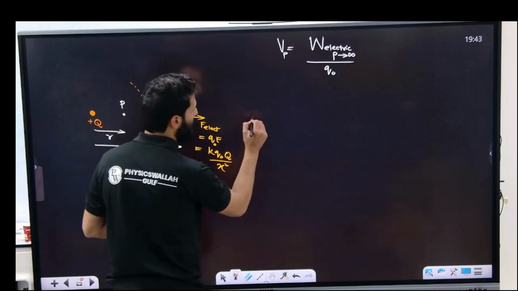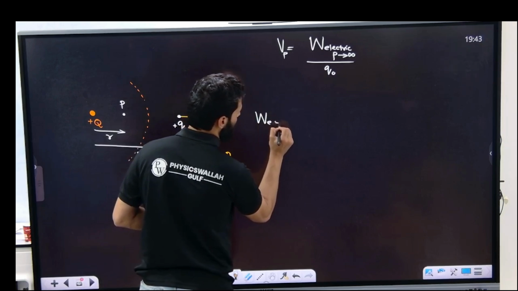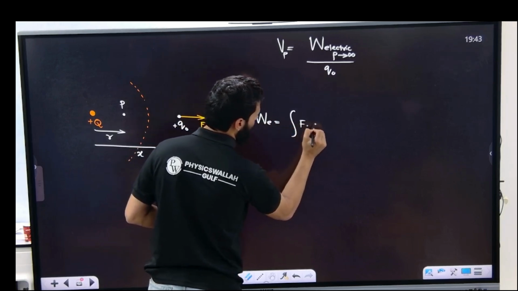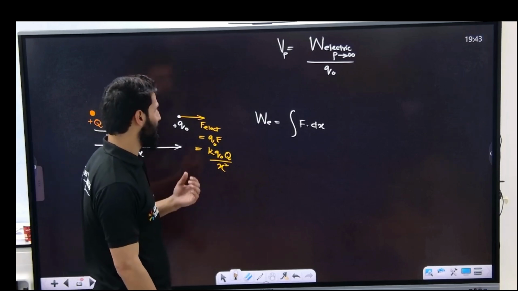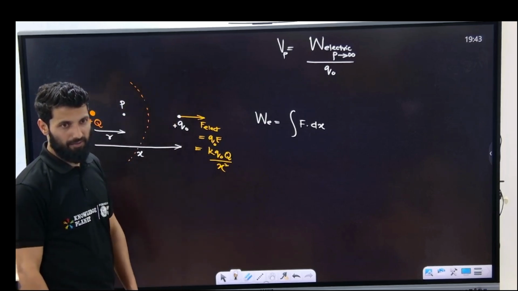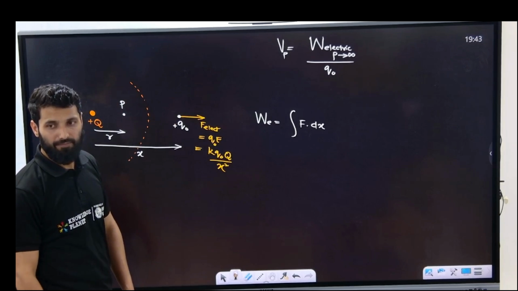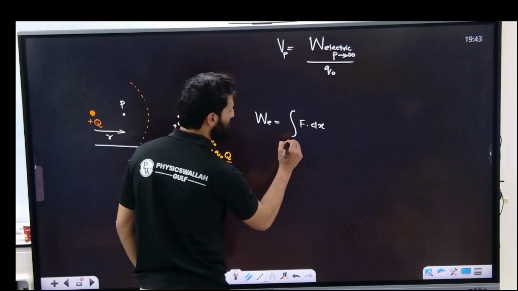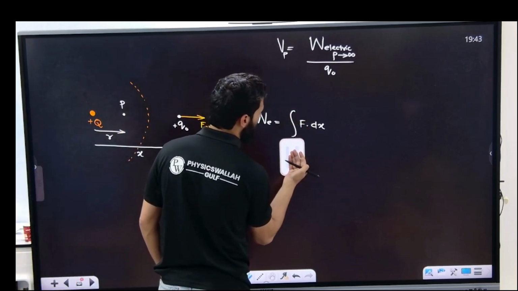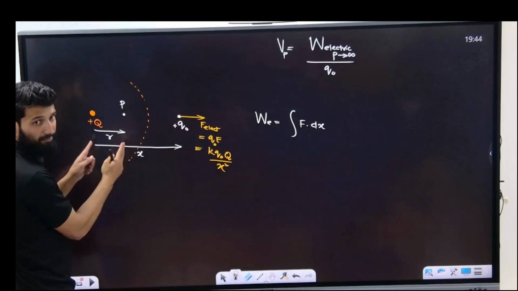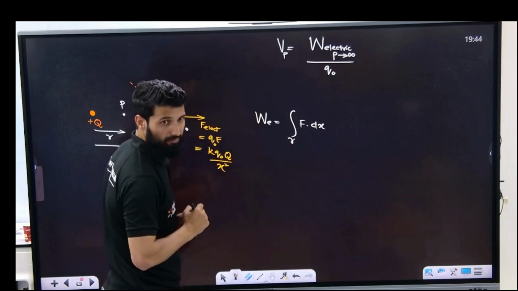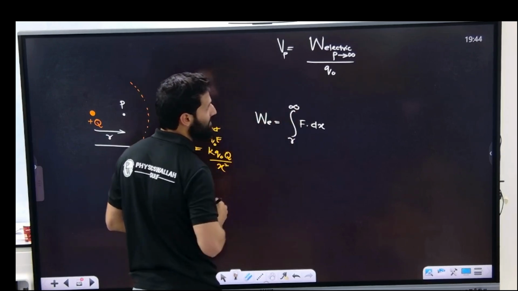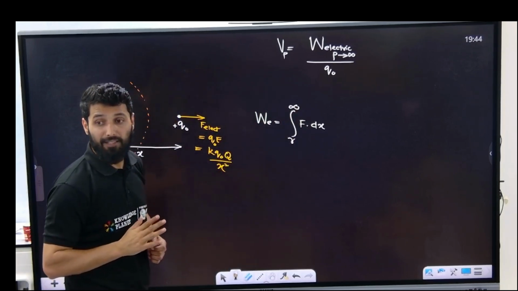How will I calculate work done? Work done by electric force is easy. How? Integration of F dot dx. Clear? Now from P to infinity. What is the lower limit? The position of P. And what is the position of P? Basically R. Yes or no? So the position of P is R. R to infinity, this is my work done.